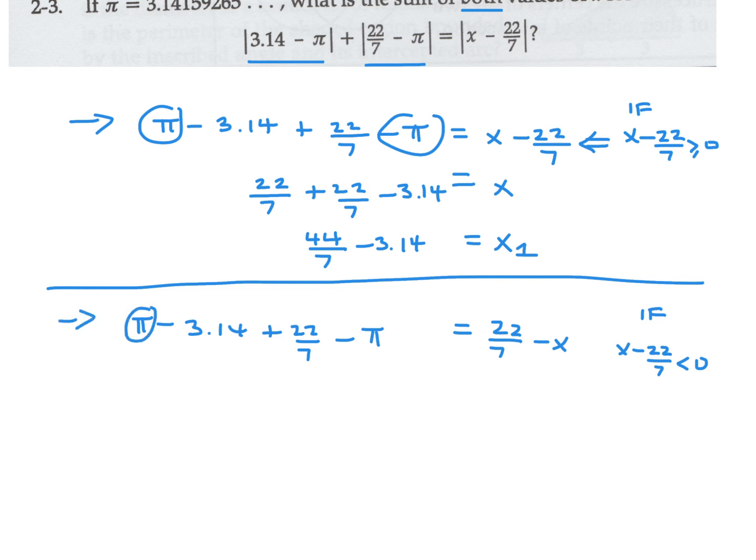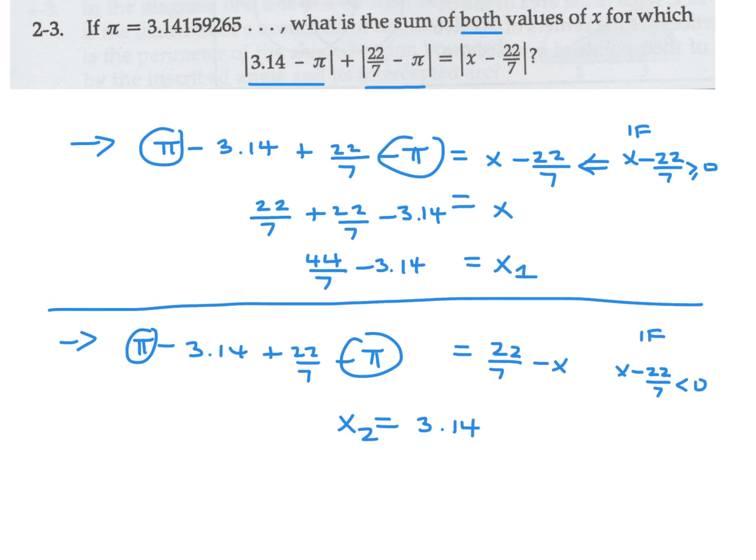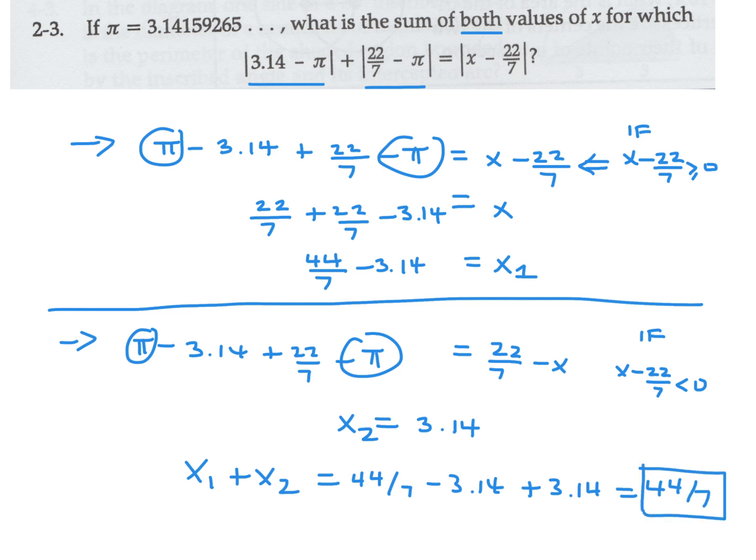So again, this cancels with that. And then this becomes 3.14, right? When you do the algebra, we'll call this x2. So they want the sum of both values. So x1 plus x2, that's going to be 44 over 7 minus 3.14 plus 3.14, and that, of course, is just 44 over 7. So that is the final answer.